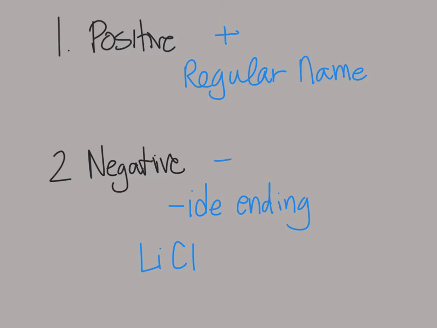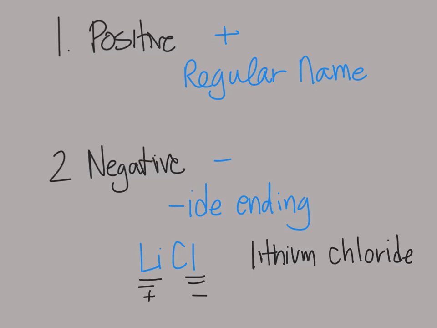LiCl. So in LiCl, Li has the positive part and Cl has the negative part. So when we put them together and name the whole compound, the Li being positive, we're going to call it lithium. And Cl being negative, we're going to call it chloride. And that is all you do when you're naming a binary compound. You identify the positive part and use its name, and you identify the negative part and change it to an -ide ending. You do not worry about any numbers, and I'll show you another example here in a minute.